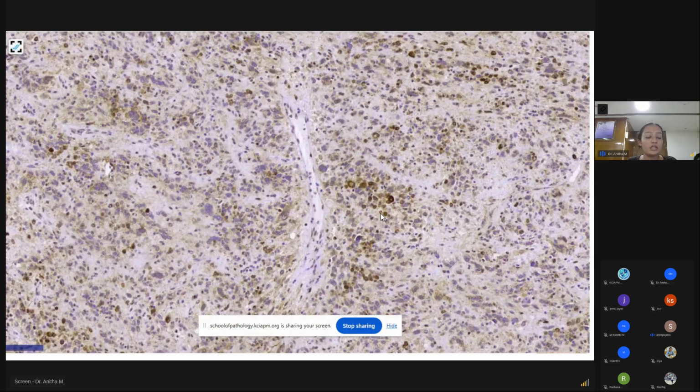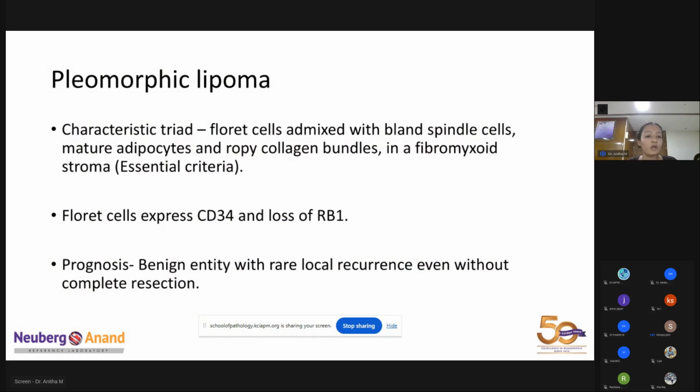We went ahead and did RB gene. We could see the majority of cells were negative for RB gene. These are the tumor cells that are not expressing; nuclear expression is not seen. So that favors pleomorphic lipoma, but morphologically we couldn't see much of floret cells, bland spindle cells, or ropey collagen bundles in a fibromyxoid stroma, which is an essential criterion for calling it pleomorphic lipoma. RB gene expression is a desirable criterion. Prognosis in pleomorphic lipoma is also very good with complete resection.